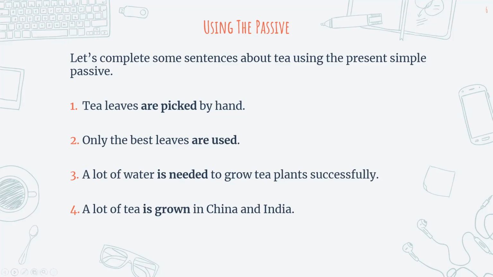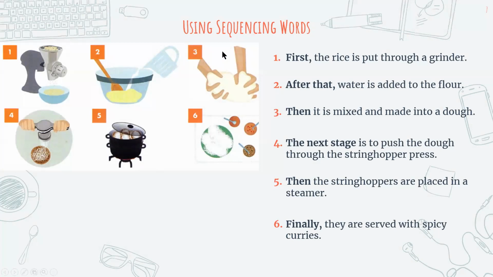Also, we have to use sequencing words. We talked about this many times before, because these are steps and you have to follow the steps carefully, right? So you will be using first, then second, third, or you could use first, after that, then the next stage, then finally. Okay, so first, the rice is put through a grinder.